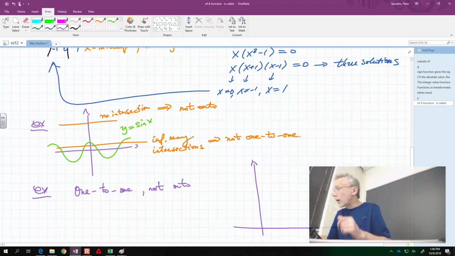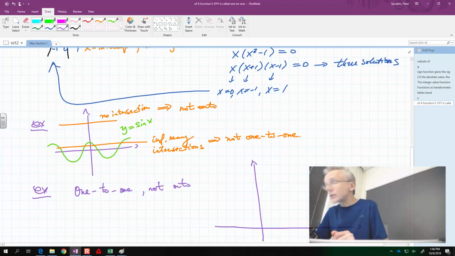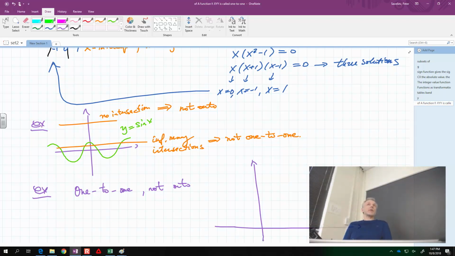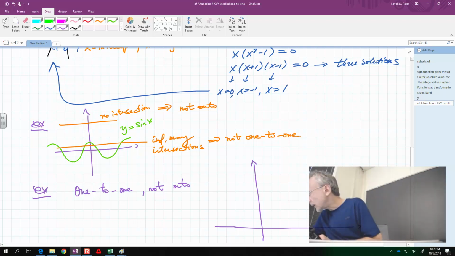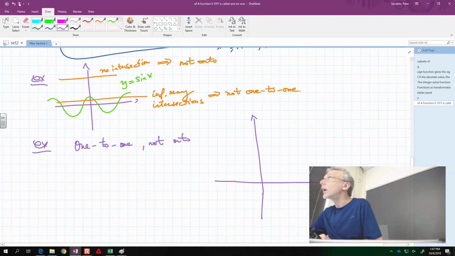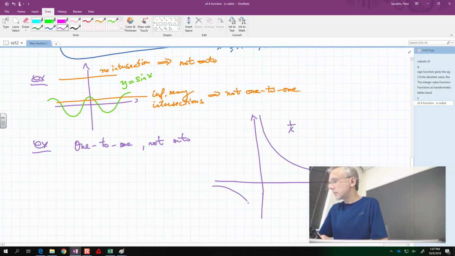So can you think of an example of a function that is one-to-one but not onto? I don't believe in this class we have seen any numerical functions with that property yet. Well, actually, I take that back. We have seen one, or maybe more than one. 1 over x. That would work.